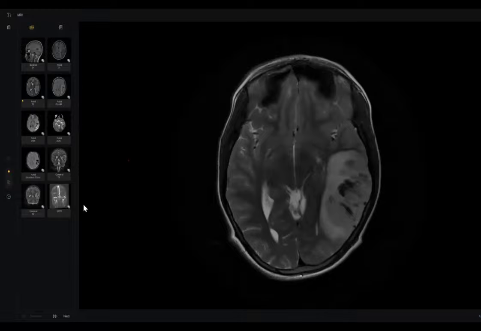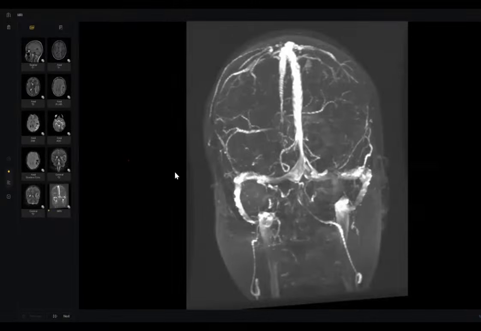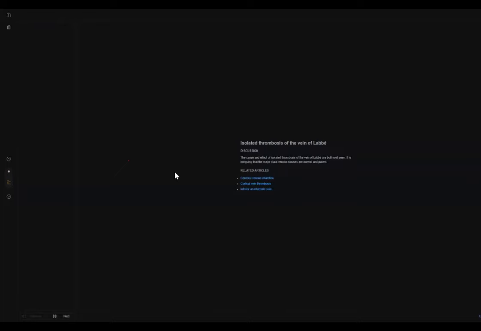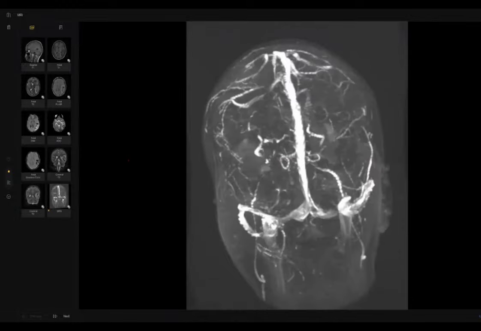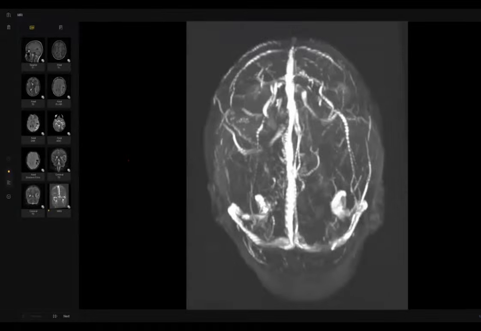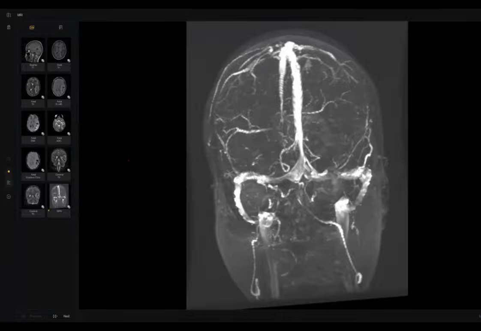So what's your differential? Okay, these are MRV images of the same patient. I can see the superior sagittal sinus and transverse sinuses both seem intact, with the sigmoid as well. So no evidence of venous sinus thrombosis.